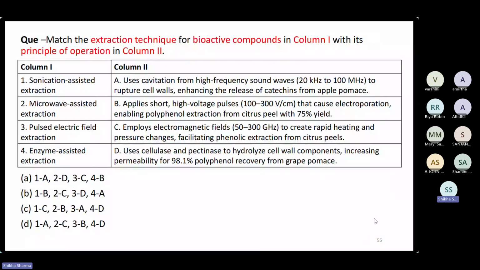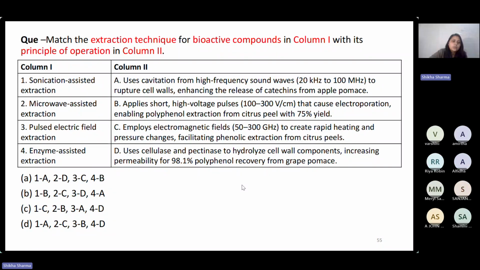Then let's see this question that we have. The extraction techniques are sonication assisted extraction, microwave, pulse electric field, and enzyme assisted. And in column 2, we have the different principles of operation, and we need to match this.